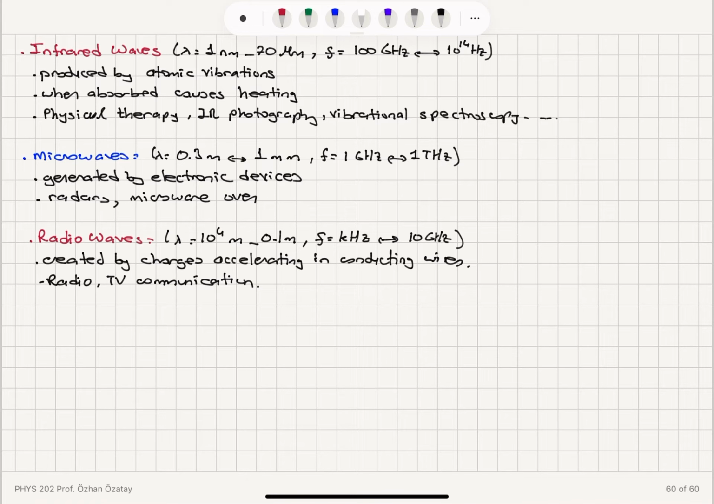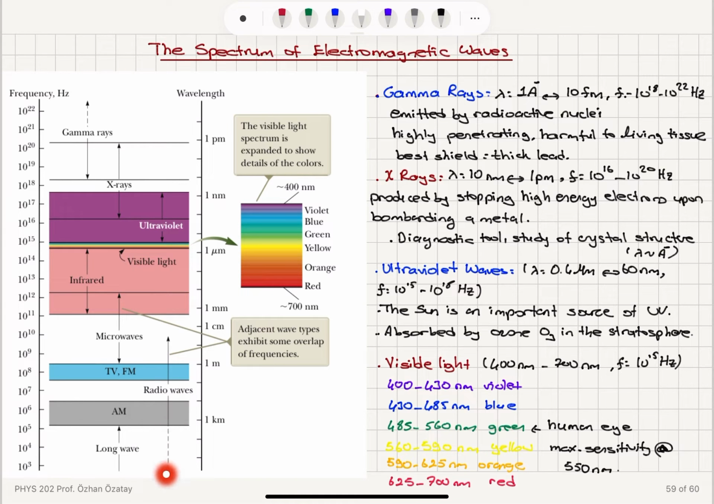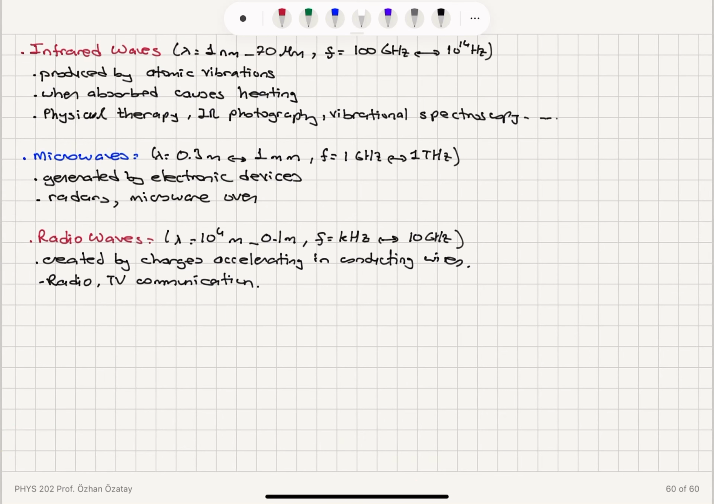And finally, we have the largest wavelengths for radio waves. Radio waves can be from 0.1 meter lambda to 10^4 meters, 10 kilometers. Frequencies kilohertz to 10 gigahertz. They're created by charges accelerating in conducting wires. As we have seen in the half-wave dipole antenna, radio and television communication can be achieved.